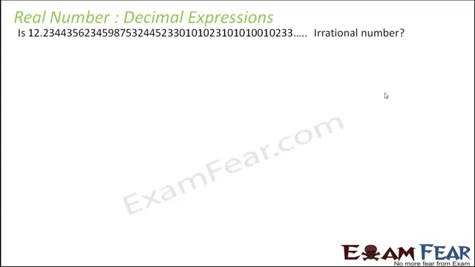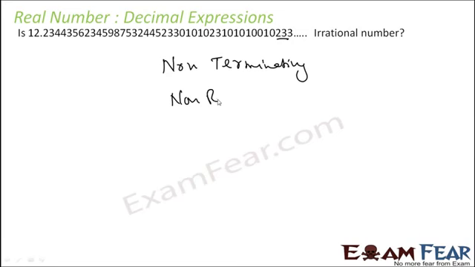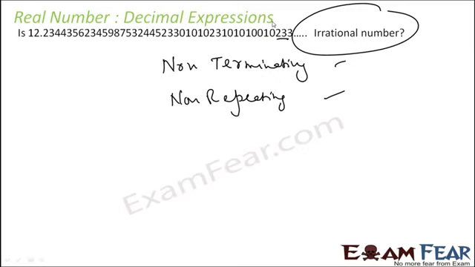So let's take one example. The question is, is this an irrational number? Do you see any trend of repetition? At least I don't see. I don't see any trend. You see 233 here, there is no 233 here. So it is non-terminating for sure, because there are dots here. It is non-repeating as well. So since it is non-terminating, non-repeating, it is an irrational number.